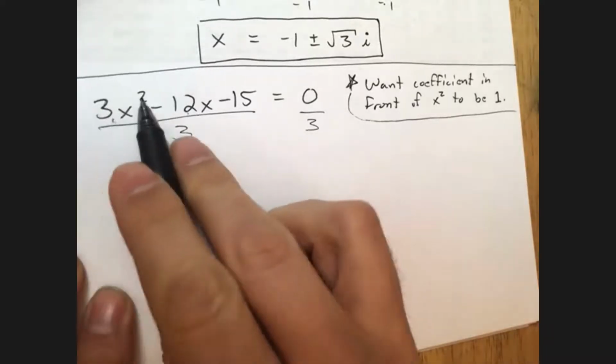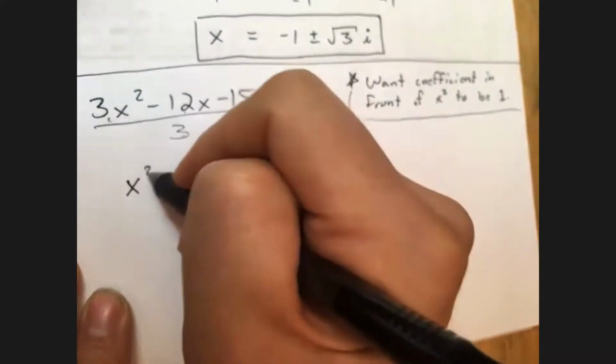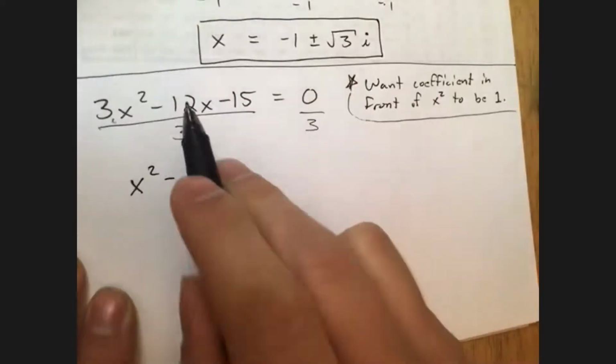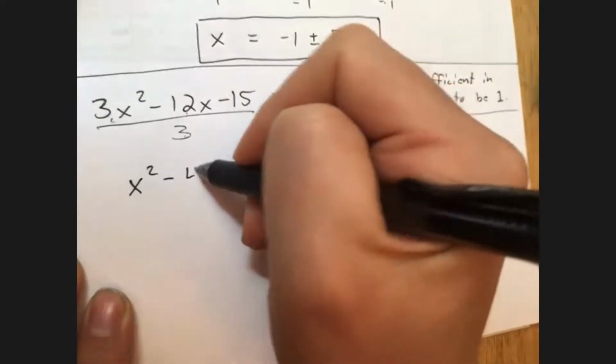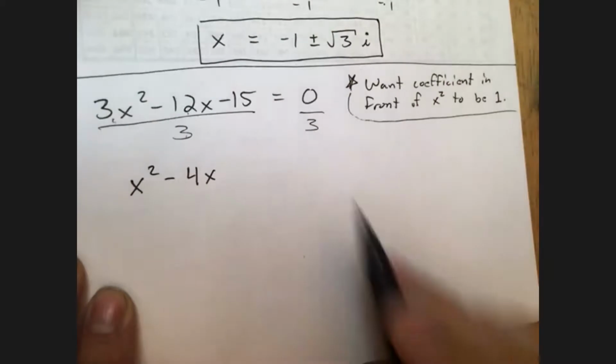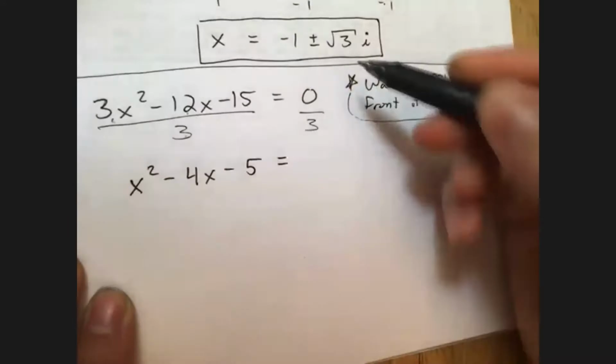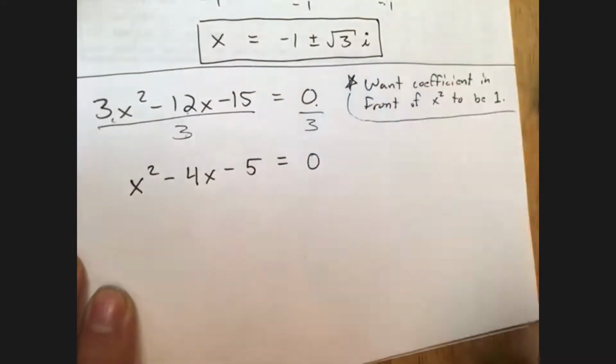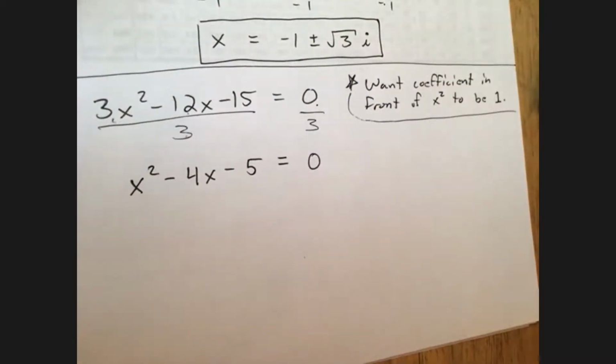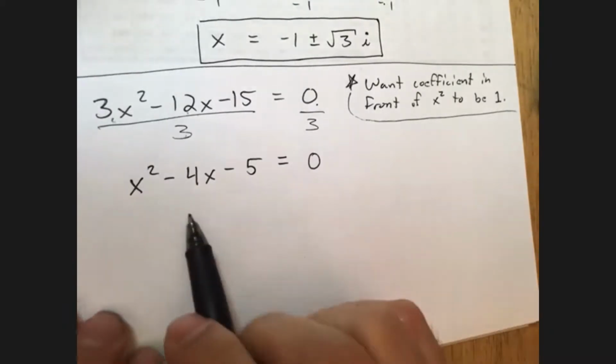So 3x squared divided by 3 is x squared. There, it's a 1. Good. 12x divided by 3 is 4x. 15 divided by 3 is 5. 0 divided by 3 is 0. We were very fortunate in this case that no fractions appeared. But if fractions did appear, it's no big deal. You can still solve it. You follow the same techniques. Everything will work out fine. It'll be a little messier.